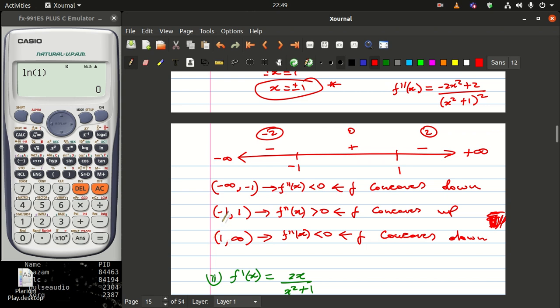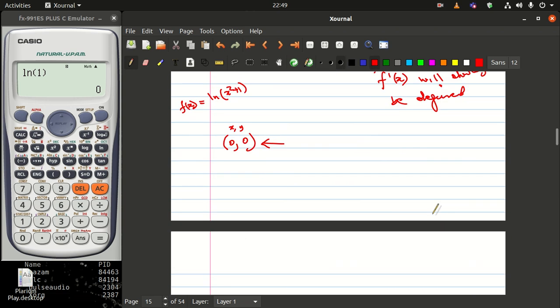But if we look at this one here, we have 1, and 1 is bigger than 0. But negative 1 is less than 0. So 0 is in between these two numbers. And between these two numbers, we have concave up. Concave up is like this. So at 0, we actually have a local minimum.